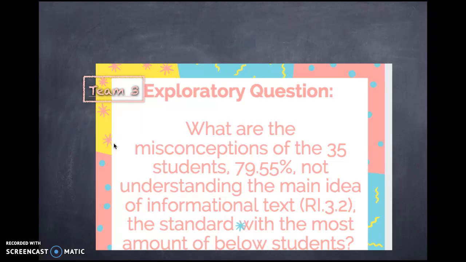We decided to look at the first exploratory question, which is, what are the misconceptions of the 35 students, 79.55%, not understanding the main idea of informational text, or the standard RI 3.2, with the most amount of below students? So essentially, the students had a misconception of the main idea of informational text. The majority of them struggled with that standard on the end of the year test.